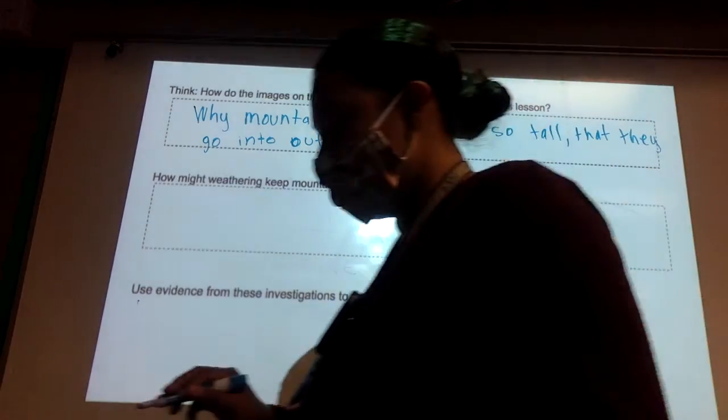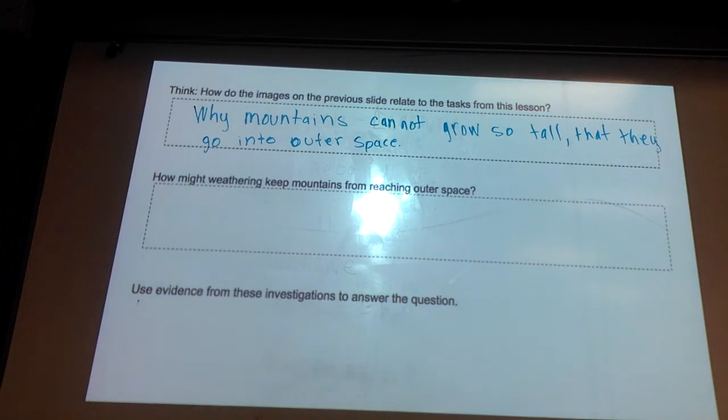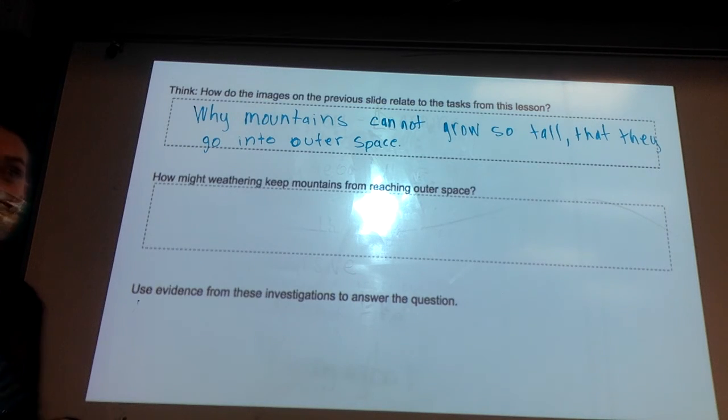Okay, so now think about the next question. How might weathering keep mountains from reaching outer space? Bring it here, Thomas. How might weathering keep mountains from reaching outer space? Okay, so what does it do? What does it do to the mountains? It causes them to collide. Not collide. It causes them to break down, remember?